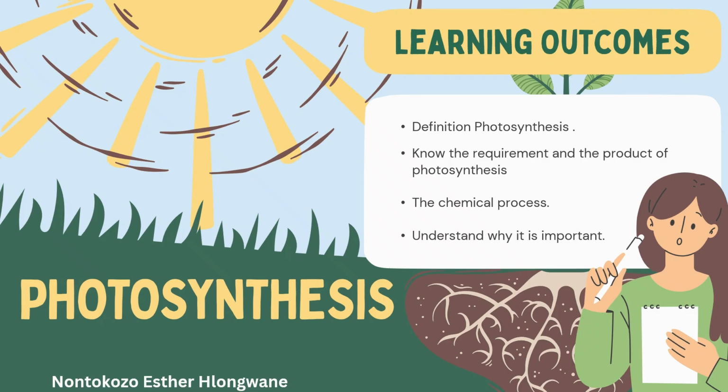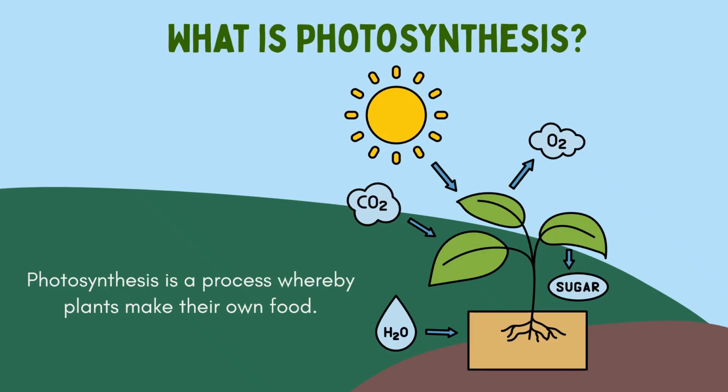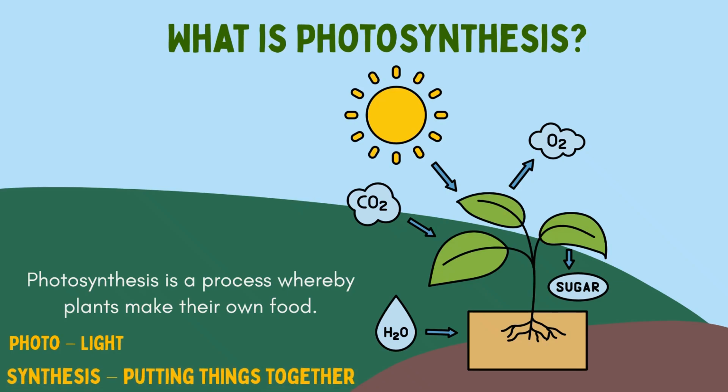Now let's begin by understanding what photosynthesis actually is. So, photosynthesis is the process whereby plants make their own food. The word photo means light and synthesis means putting things together. So, photosynthesis means putting together with light. But in this case, putting things together with light makes something that all living things need to survive, which is food and oxygen.